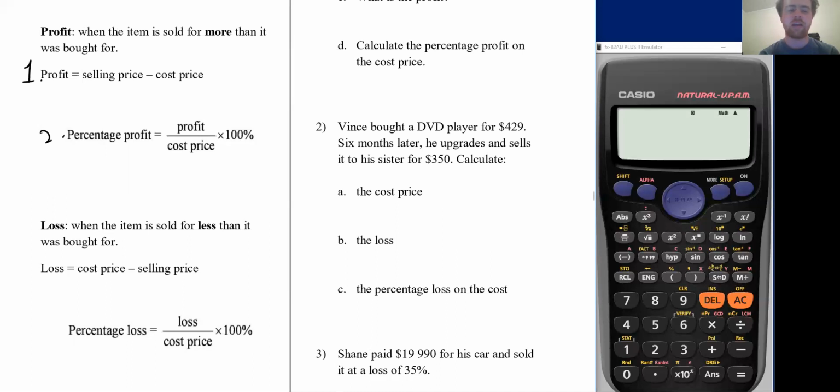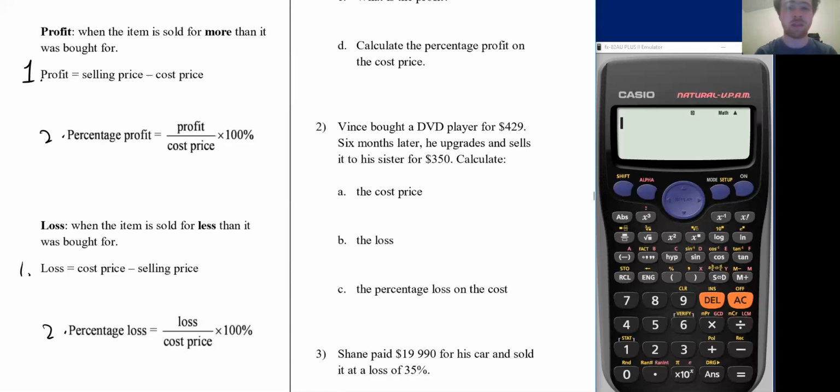So loss is calculated very similarly. It's just the cost price minus the selling price, and that will give you the loss value. And again, percentage loss: once you've calculated the loss, you can do loss over what you bought it for, or the cost price, times 100%. And that will give you the percentage loss. So again, usually you're going to have to first calculate the loss using that difference, and then you'll have to calculate the percentage loss as the second step. So they're the concepts we're going to look at today.